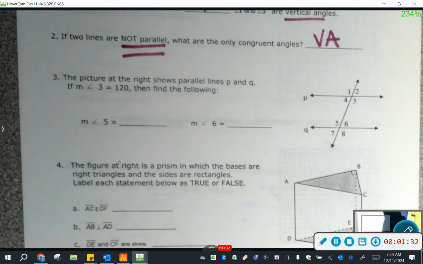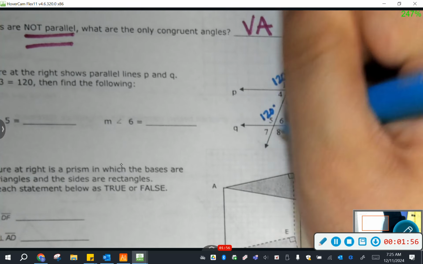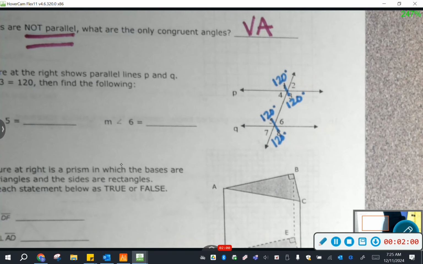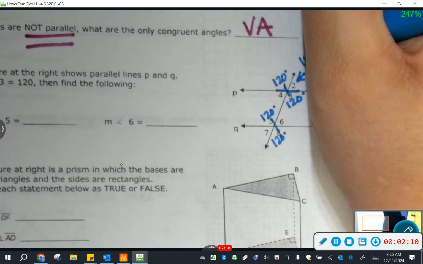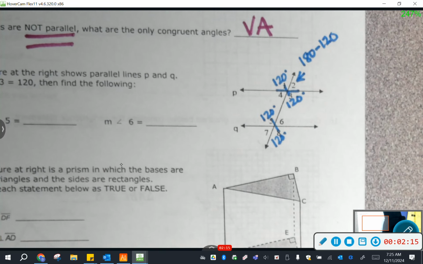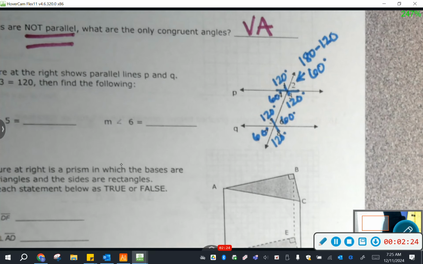Those are all interior angles. Do you see all of them that are across from each other like this? 120. If they go like that, 120. How do I find the other angles? 180 minus 120. These make a line. So find that. I'm going to do 180 minus 120. You're writing with me. 60 degrees. So all the other ones are 60 degrees.